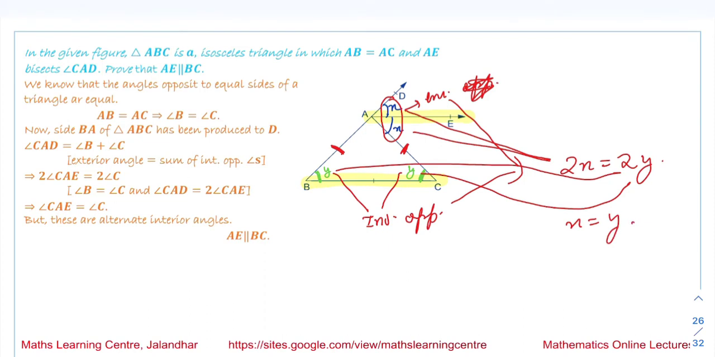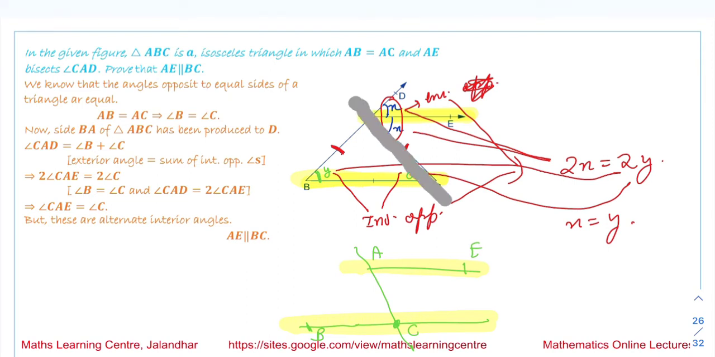Now look at these two lines over here. This is the line AE, and this is the point C over here, and this is B over here. We are considering the line AE and the line BC. Now this AC will be the transversal.